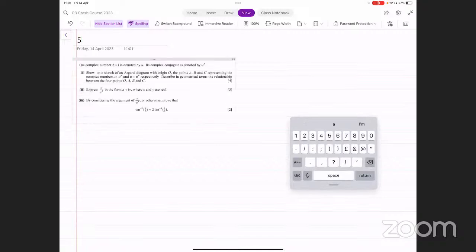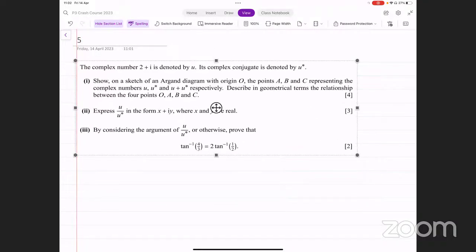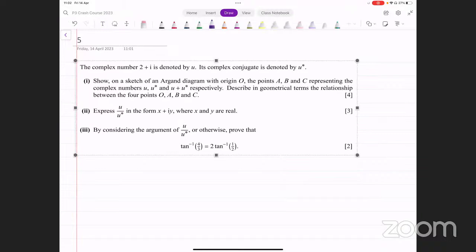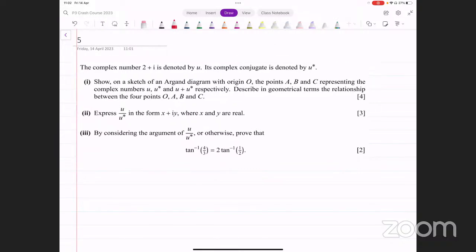Okay, so question number 5 says, the complex number 2 plus i is denoted by U. Its complex conjugate is denoted by U star. We need to show on a sketch of an Argand diagram with origin O the points A, B, and C representing the complex numbers U, U star, and U plus U star respectively. And we also have to describe in geometrical terms the relationship between the 4 points O, A, B, and C. Okay, this looks like a good question, even the first part.